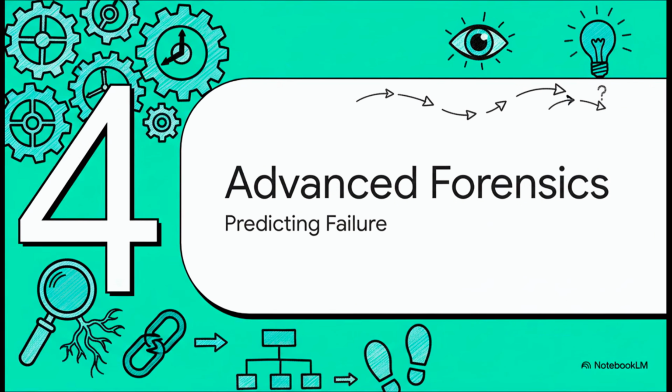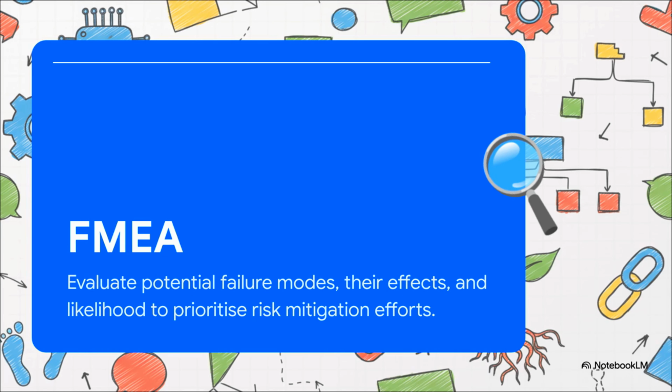So once you've solved the immediate case, a really great detective tries to predict the criminal's next move. In our world, that means finding failures before they even happen. For that, we need a couple of advanced tools. First up is FMEA, which stands for Failure Mode and Effect Analysis. It's kind of like creating a criminal profile for all the things that could go wrong in your system. It's all about being proactive so you can stop the biggest disasters before they even get a chance to start.